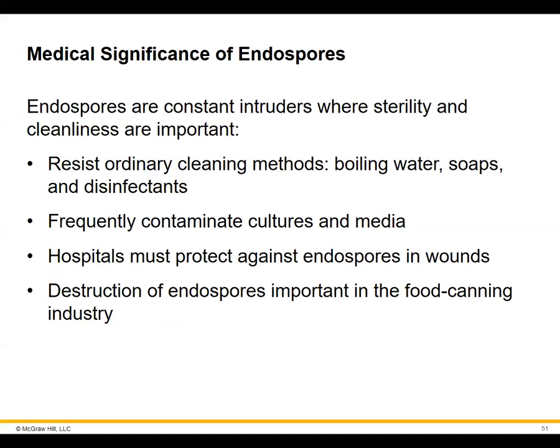We already know it's hard to get rid of the endospores, and it can be quite difficult to get rid of them in an environment like a hospital. But it's also important for food canning. That's where botulism comes from. I don't know if you guys are aware of that, but if they ever tell you don't buy cans that look like they're about to bust, that's because it could have botulism in there, from the gas that the Clostridium makes.